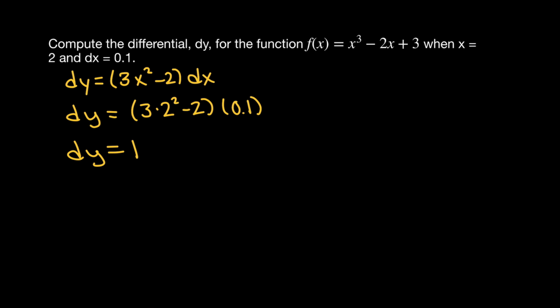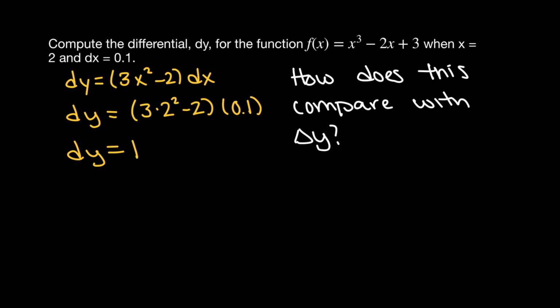And what this number is telling me is that if I start at x equal 2 and I go over 0.1 units, my y values along the tangent line should go up 1 unit. Now the interesting question is, how does this compare to delta y? How does this change in y along the tangent line compare to the change in y along the graph of the actual function? Well, to compute delta y, I'm just going to compute what is f of 2. So I took 2 and I plugged that into my function, 2 cubed minus 2 times 2 plus 3, and I got 7.